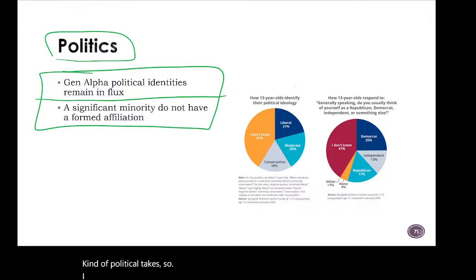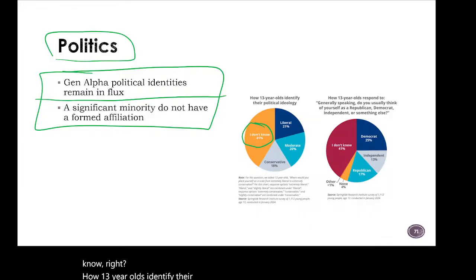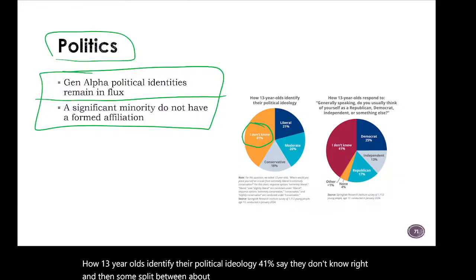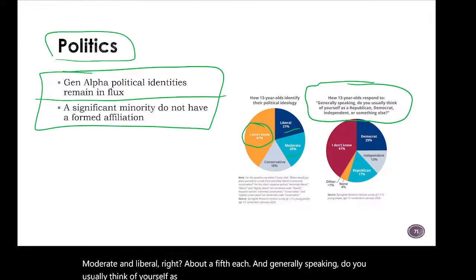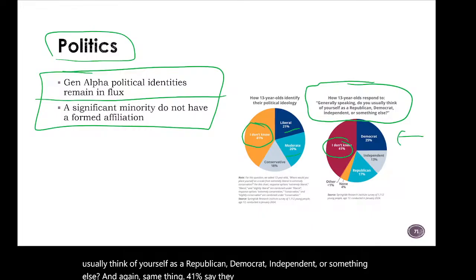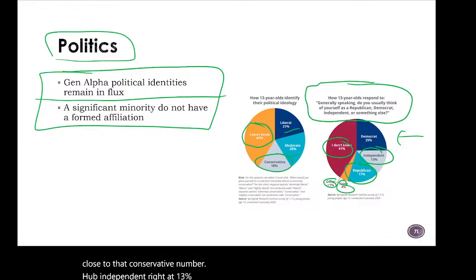Basically, we can see it here. What's the biggest number? How 13-year-olds identify their political ideology: 41% say they don't know, and then there's some split between about a fifth each conservative, moderate, and liberal. And generally speaking, do you usually think of yourself as a Republican, Democrat, Independent, or something else? Again, same thing: 41% say they don't know, with Democrat definitely leading the other contenders at about a quarter. Republican is 17%, so really close to that conservative number. Independent is at 13%, and none or other at about 5%.